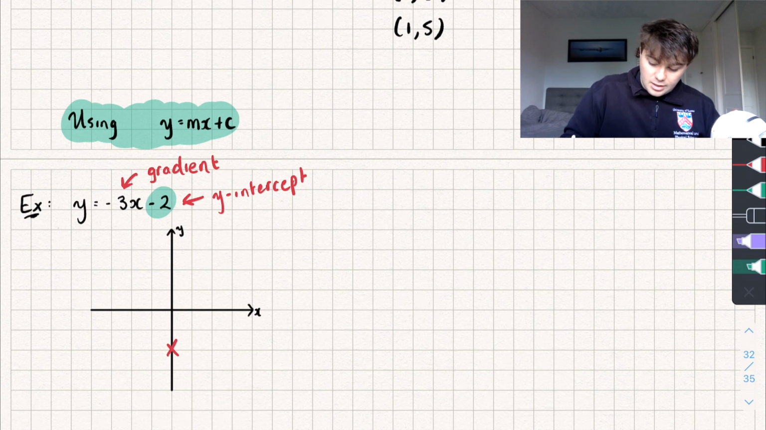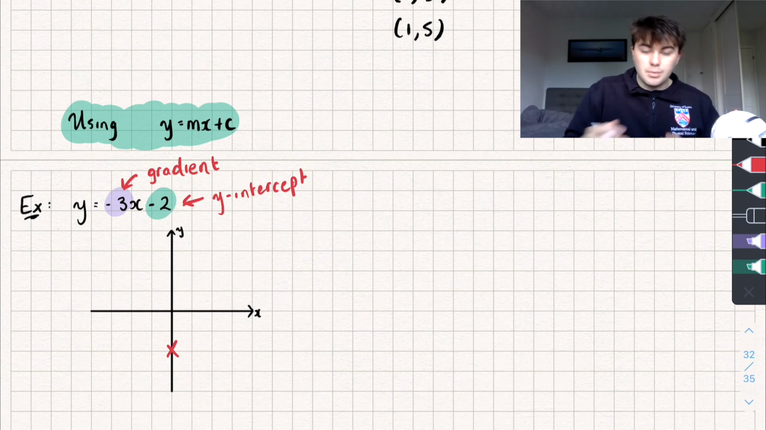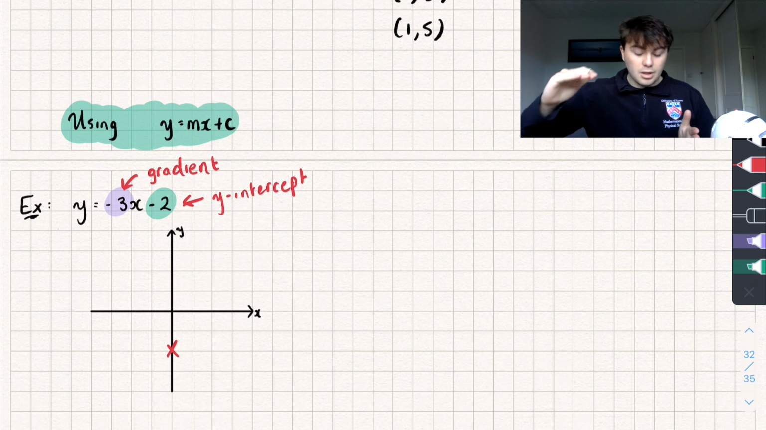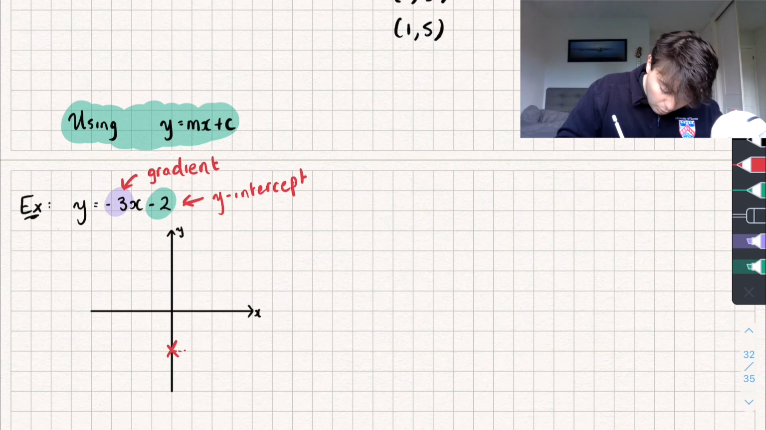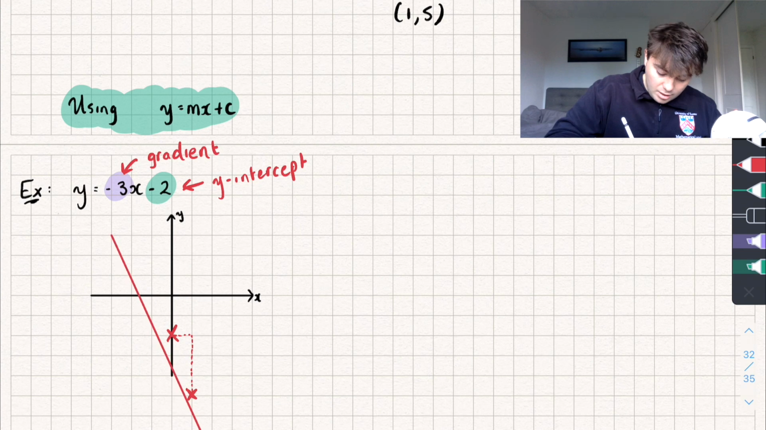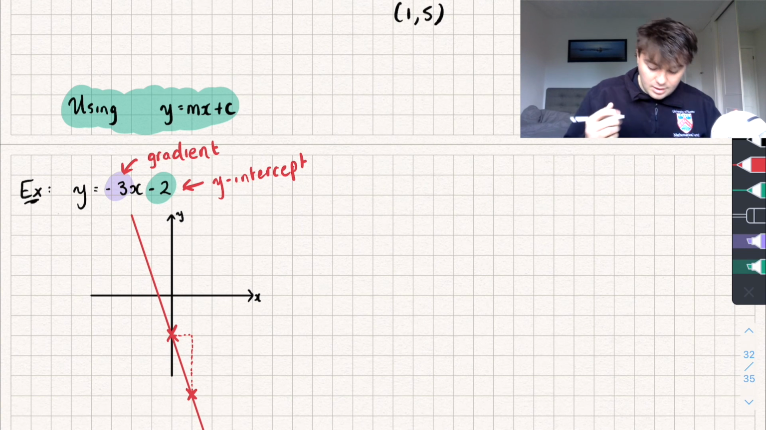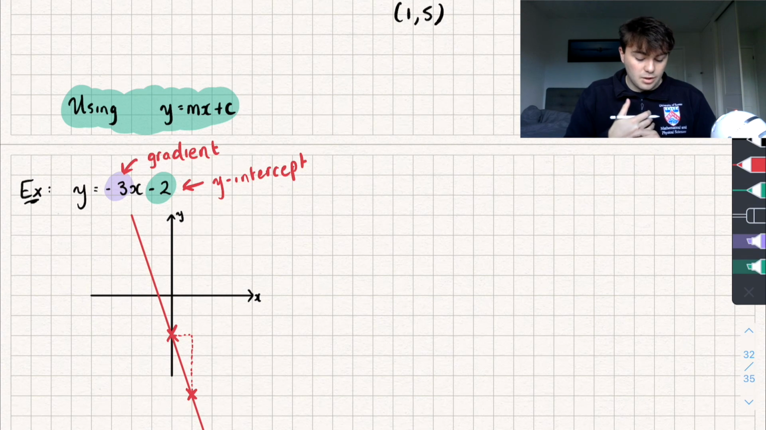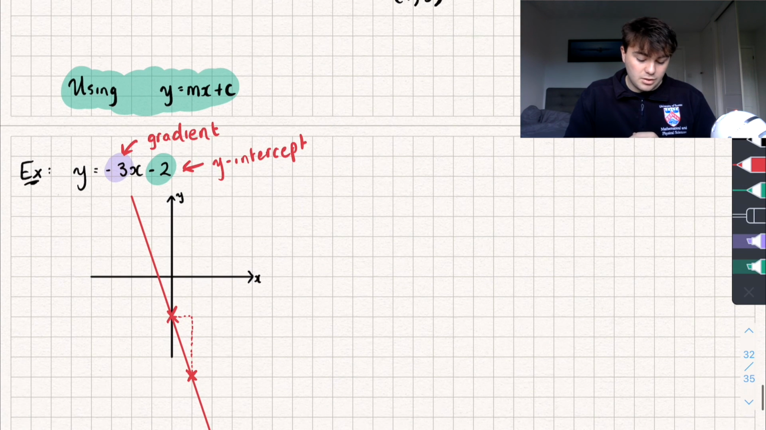And the gradient is equal to -3, which means if I go across one step, I'm going to go down 3. So for every one step across I go, I'm going to go down 3 units. So this is going to be another point on my line. And then all we're going to do is connect these up with a straight line like this, and this is drawn the straight line with the equation y equals -3x minus 2.